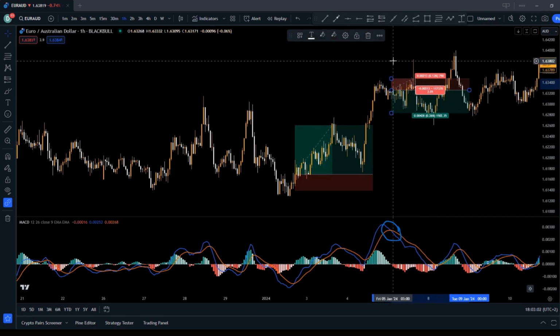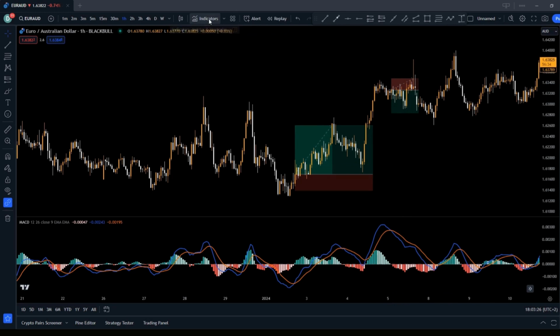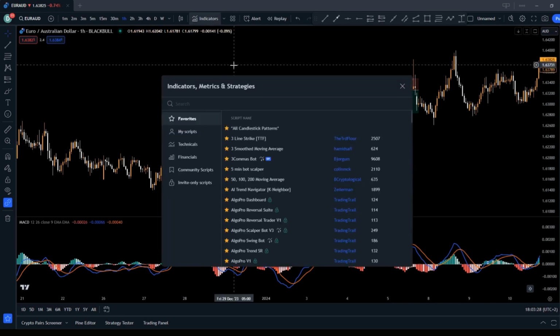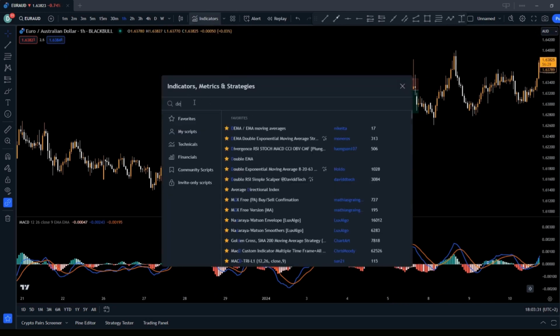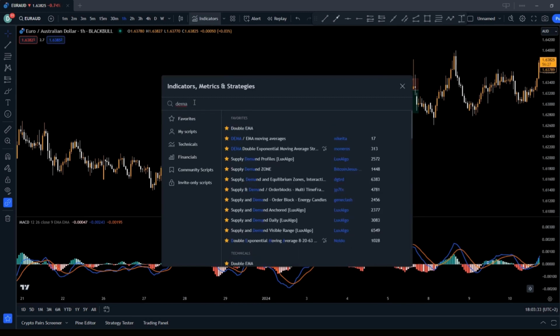of this spike here. But let's add another indicator that would give us much more reliability and accuracy to make the decision when to enter and exit trades. So let's go again to the indicators, and then we type DEMA in the search, and then we choose this one, the DEMA, EMA indicator.